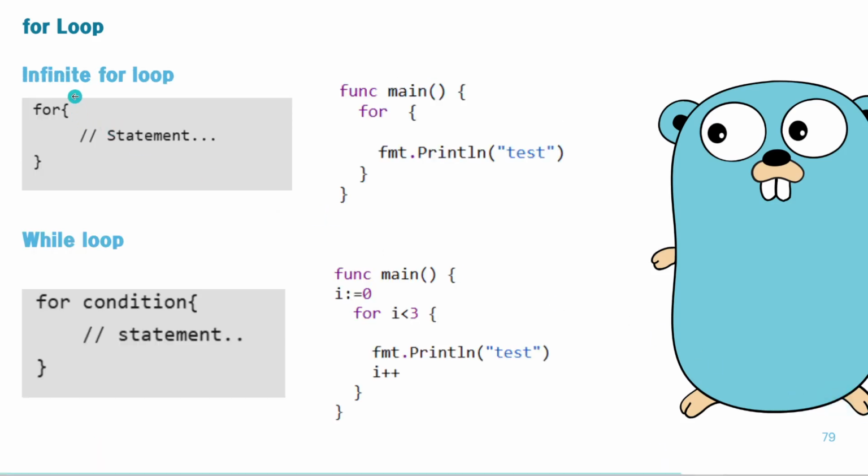Next we have the infinite loop. If we don't give any statement and just write it there, we will basically be printing this test infinitely here. There is no direct implementation of a while loop in Go, but if we want to implement it, we can just put a condition, and then use an increment operator later in the code block of the for loop. That's how we implement a while loop in Go.